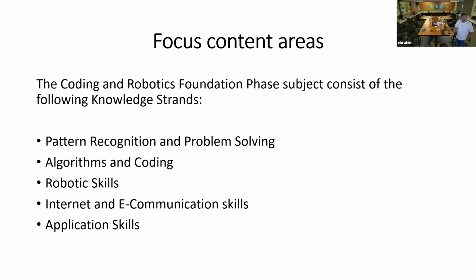And it has 5 strands. And these 5 strands are also going to be done every year. The 5 strands being pattern recognition and problem solving, algorithms and coding, robotic skills, that's what we're planning on doing today with you guys, internet and e-communication skills, and application skills. So every learner will be coming out with these skills, starting at a very, very young age.